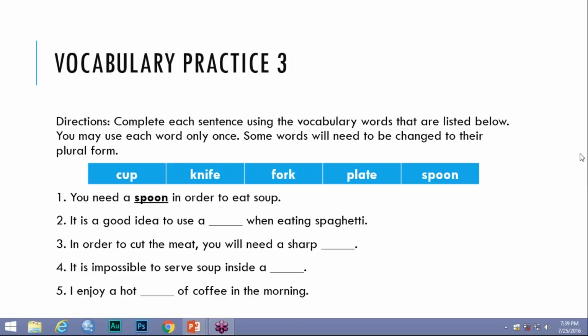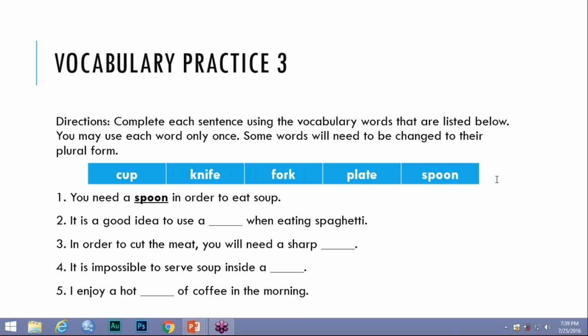All right. So we're not going to do knife. No, not knife. Knife is better somewhere else. It is a good idea to use a plate, but that's not the best answer. Aunque es una buena idea usar un plato, no es la mejor respuesta. So let's find a better one.